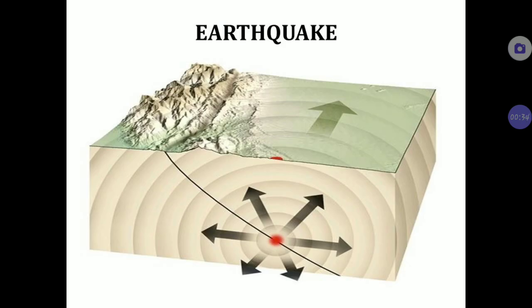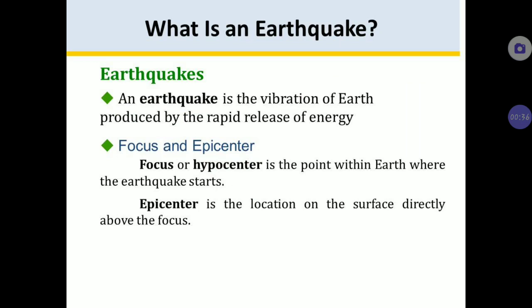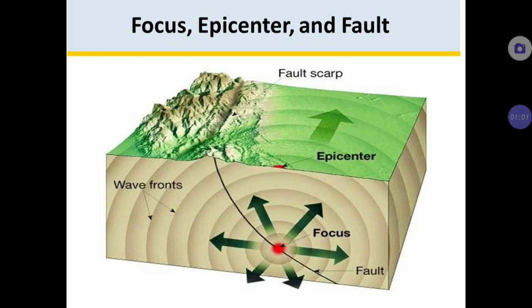Next we have discussed about earthquake. Earthquake is the vibration of earth produced by the rapid release of energy, in which we have discussed about the important terms focus and epicenter. Focus or hypocenter is the point within earth where the earthquake starts. Epicenter is the location on the surface directly above the focus. So in order to understand the terms related with earthquake, the image gives a clear idea.